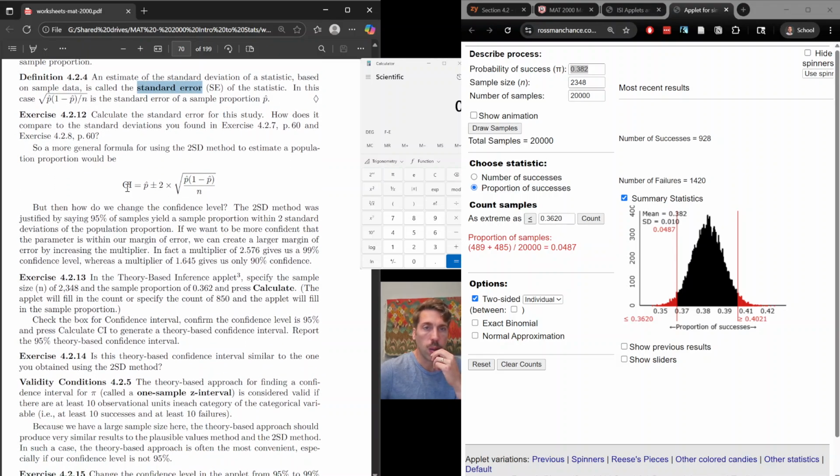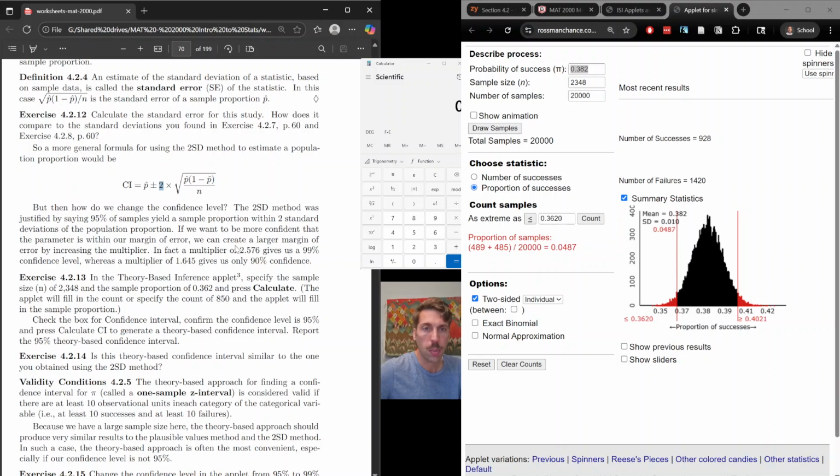So our confidence interval, this is the full formula for a confidence interval with the theory-based approach, is p hat plus or minus, so a confidence interval is two numbers, the upper and the lower, 2 times the standard error formula. Okay. So this is the formula for a 95% confidence interval because there's a 2 there. For other confidence levels, you'll have a different number there.